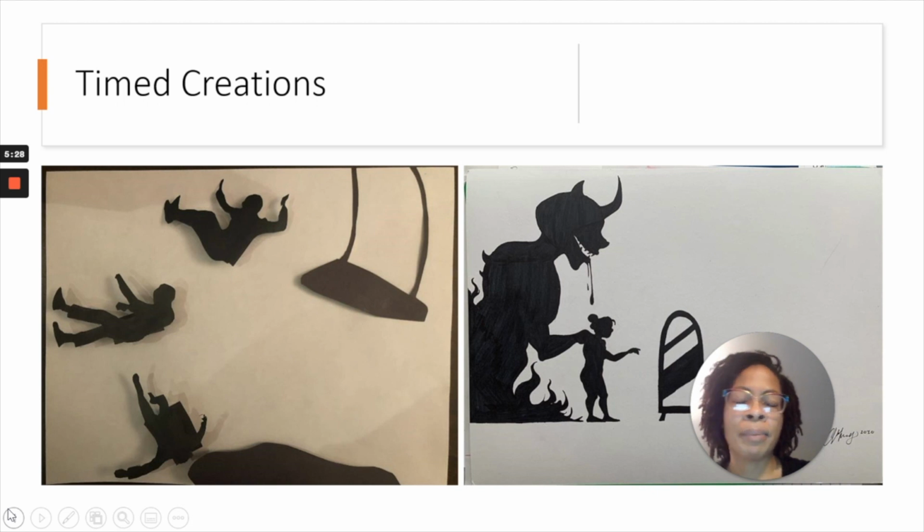So they are given the prompt. They're given the prompt when they walk in the door, or they're given their assignment when they walk in the door. And what I do is I'll have the materials set out. That way they're not spending too much time digging out materials. And then they have a little bit of time to plan, and then they get right to work.